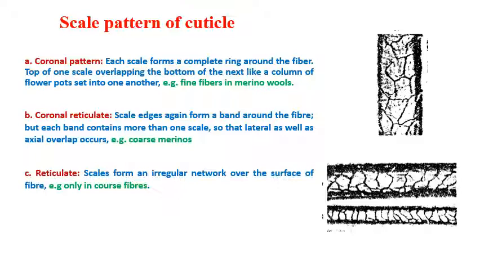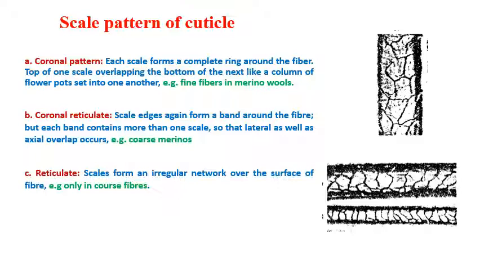Scale pattern of cuticle. As I mentioned earlier, the cuticle has scales like in the case of fish, and the tip of the scales will be towards the tip of the fiber, but the arrangement of these scales varies with different kinds of fibers. So there are generally three kinds of arrangements: coronal pattern, coronal reticulate pattern, and another is only reticulate pattern.